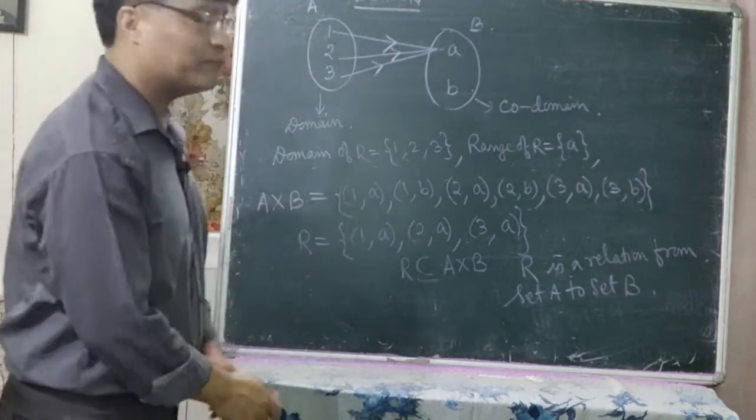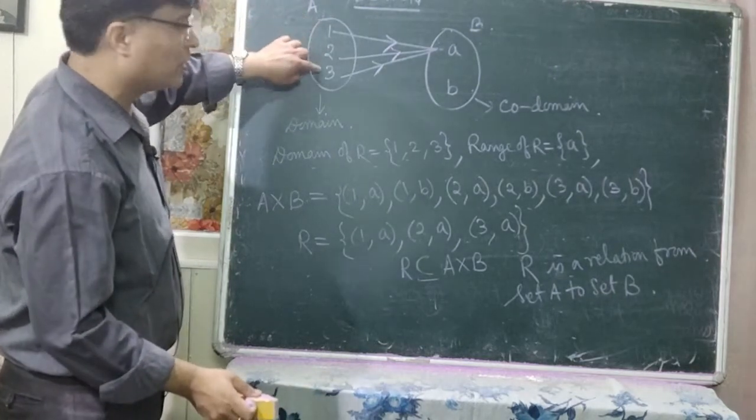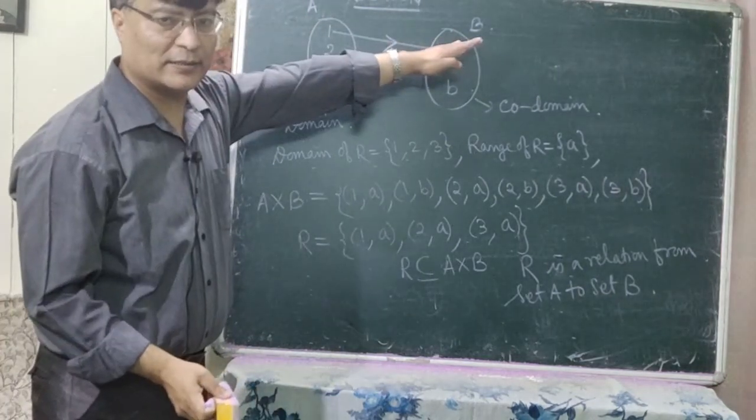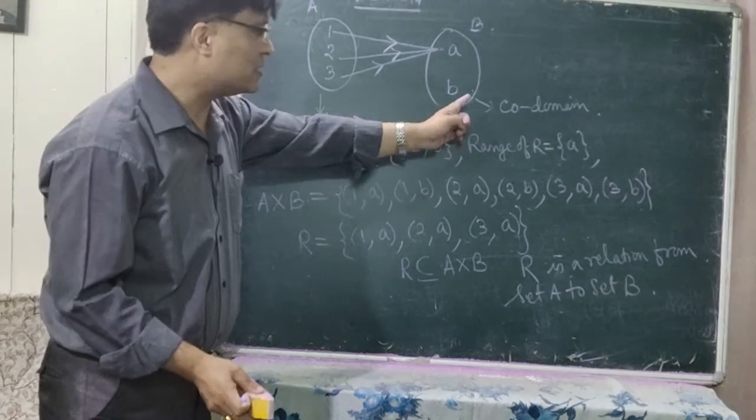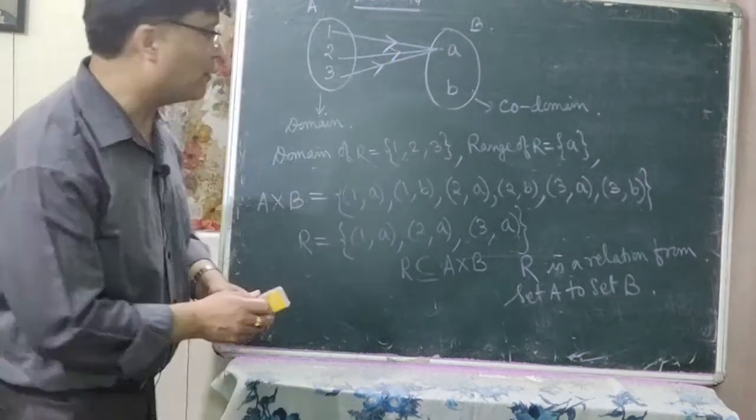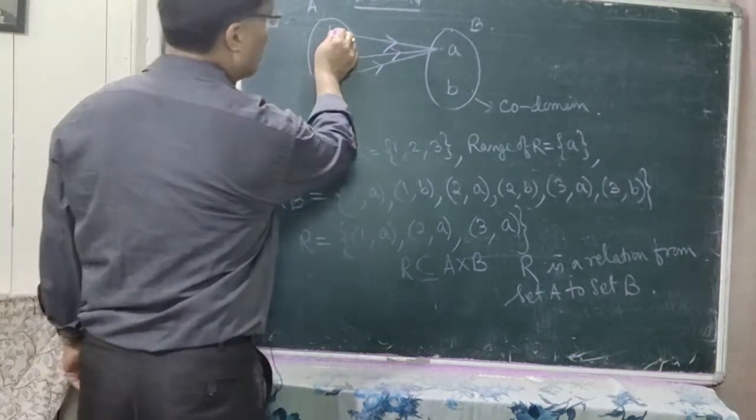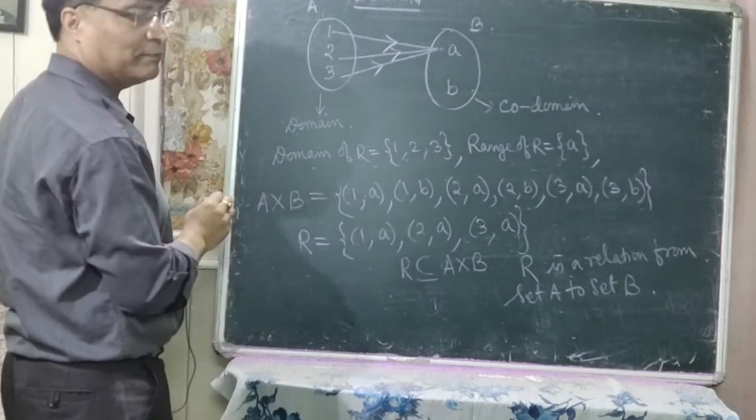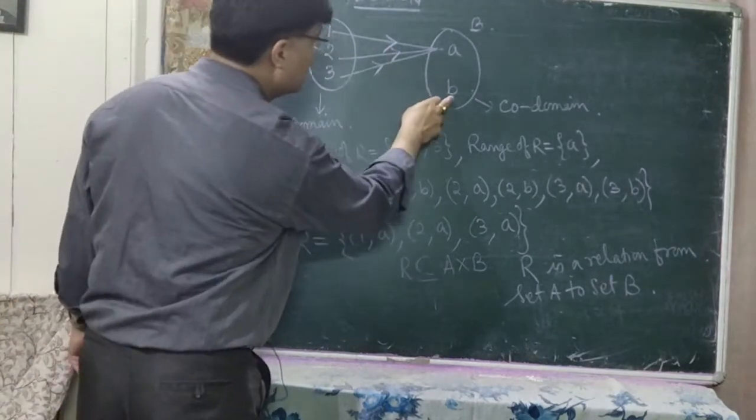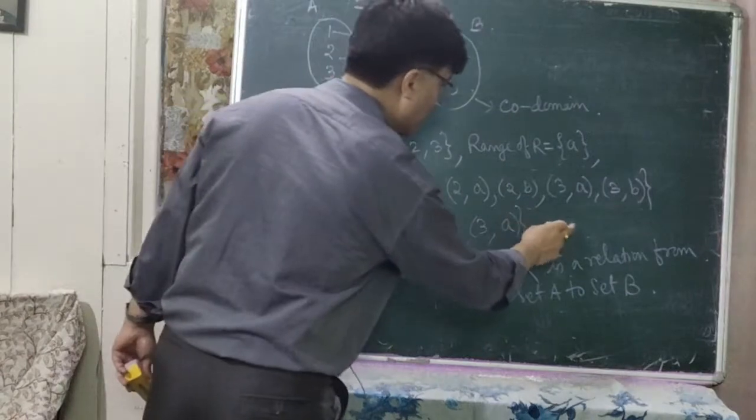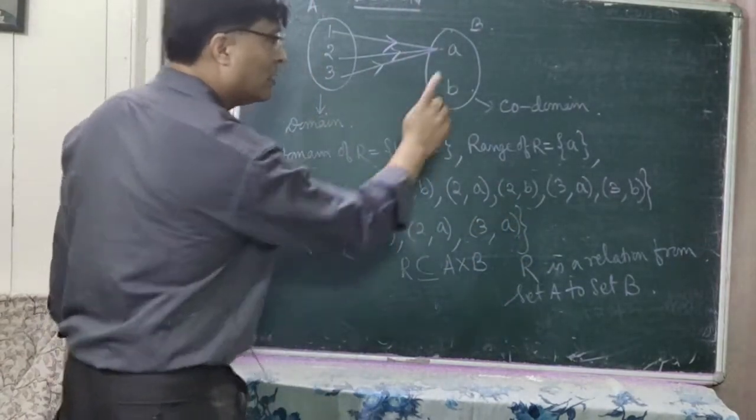You don't say the first elements are 1, 2, 3, whichever elements are related. Tell us, I mean, the range. That is, the range is equal to only A. If your 1 were related to B, and here you wrote 1, B, then what would come in the range?